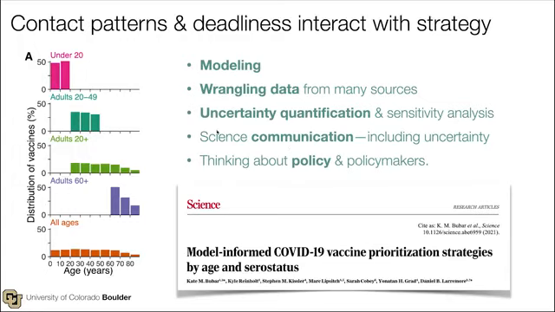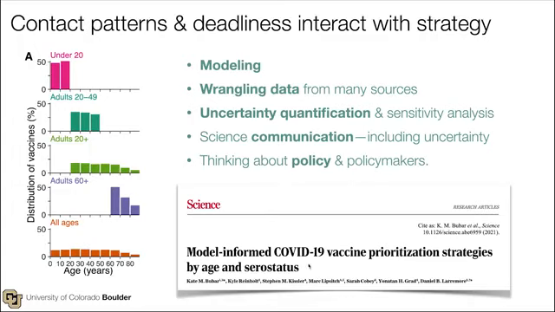Then, of course, the final pieces that were critical, science communication, including communication of that uncertainty to the news media and policymakers. We really had to be thinking about policy and policymakers up front. So if you want to learn the conclusions of our study, you can check it out in Science magazine. The title of the paper was Model-Informed COVID-19 Vaccine Prioritization Strategies by Age and Serostatus. And that includes all of the information that we've talked about here today.